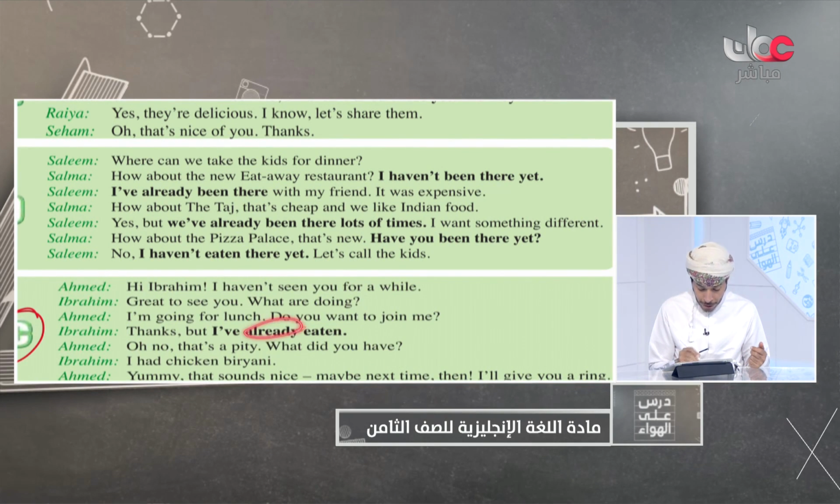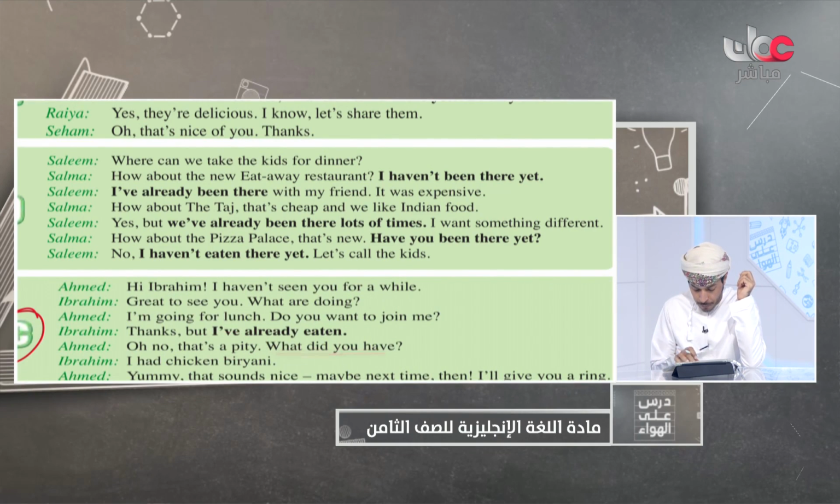Good, already, and we will study this. Already means مسبقا, okay? Ahmed, oh no, that's a pity. What does a pity mean? A pity means like to feel sorry about something, okay? To feel sorry about something. For example, مؤسف or مثير للشفقة, okay? So you are in a sad condition, okay?